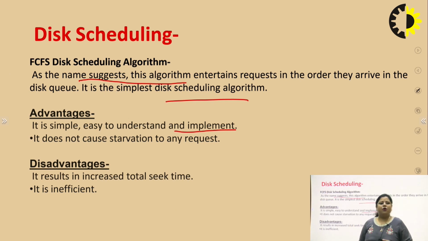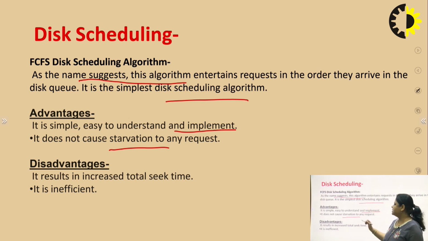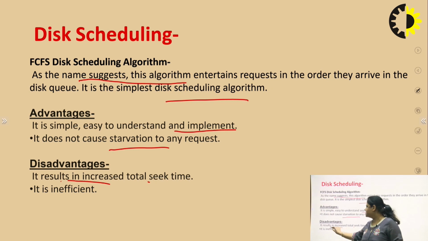Now it does not cause starvation to any request because there is no preemptive technique. There is the first come first serve technique, so there is no starvation of any request. Now what is the disadvantage of this? It results in increased total seek time. It is inefficient.